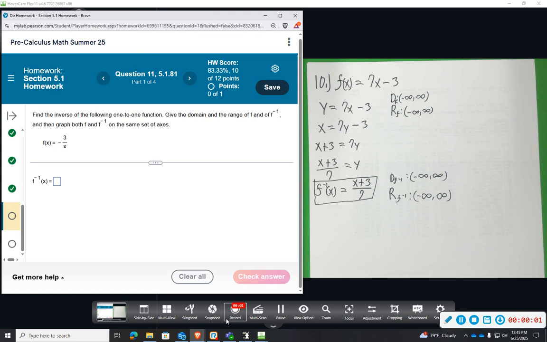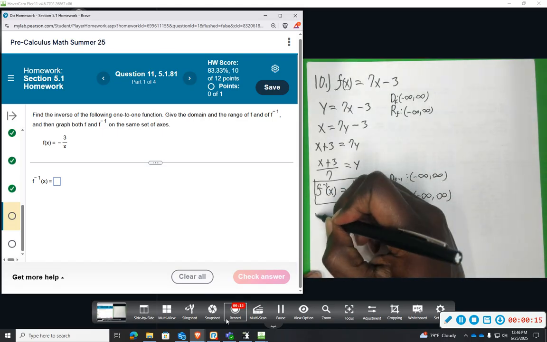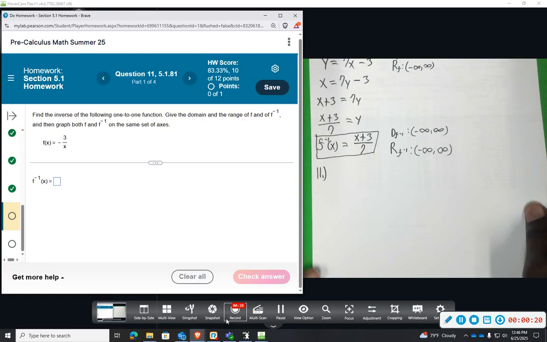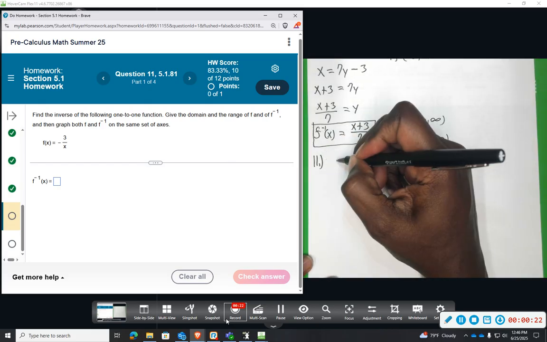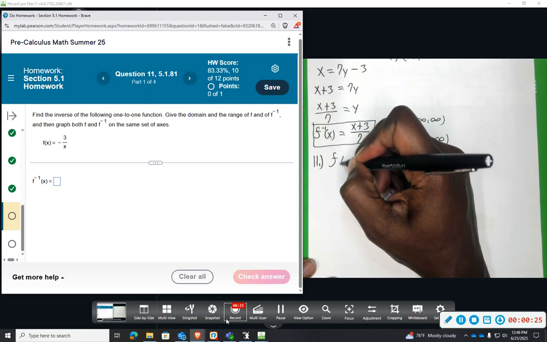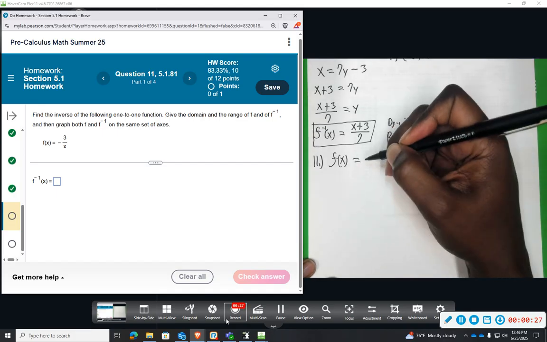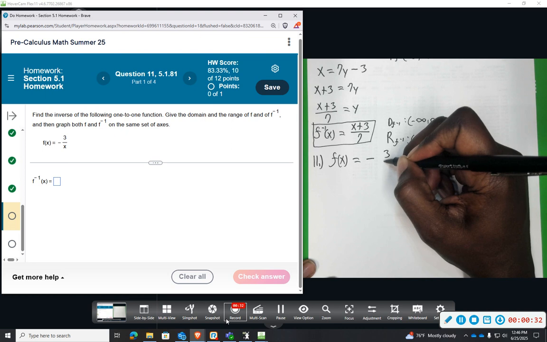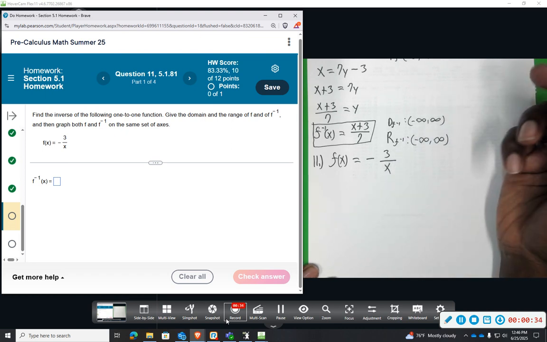All right, number 11, we want to find the inverse of the following one-to-one function. Give the domain and range of f, and we're going to graph both f and f inverse on the same set of axes. So 11, I'm going to scoot up some more room. f of x is given by negative 3 over x.